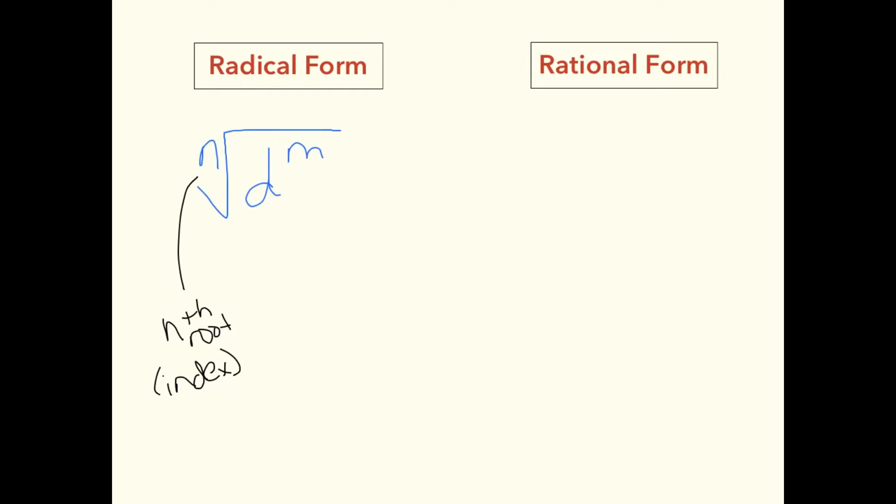So let's talk about the two forms that they were in. At first, before we changed them, they were in a radical form with the nth root. And this n, like we said, is the nth root, or the index. And then here, that number or the letter, whatever it is, the variable, is called the radicand. And it's raised to this power.